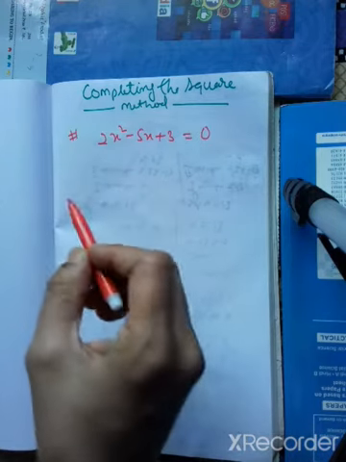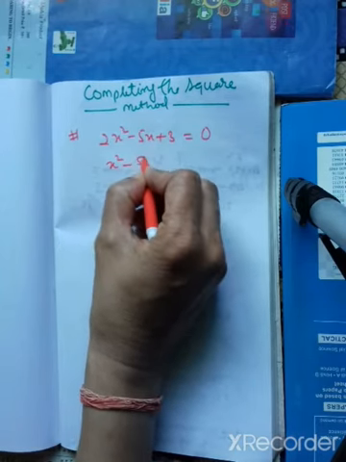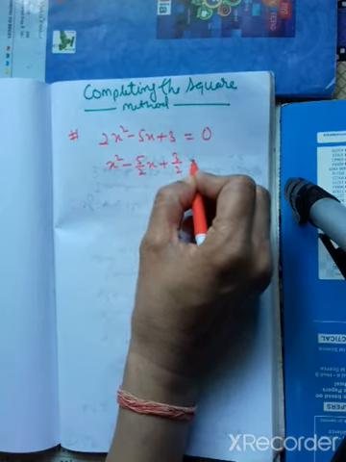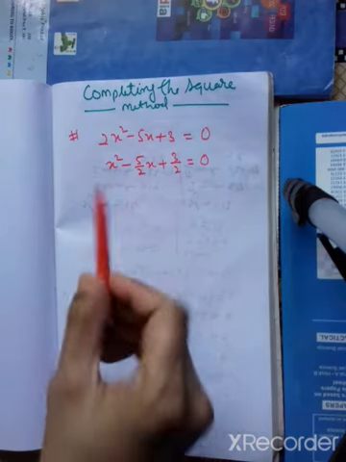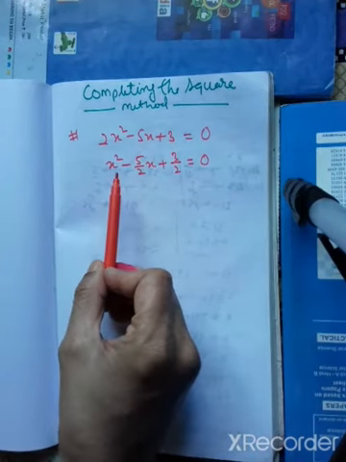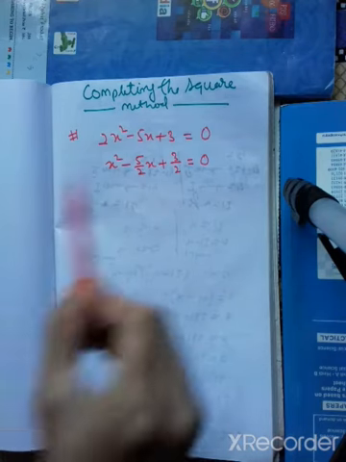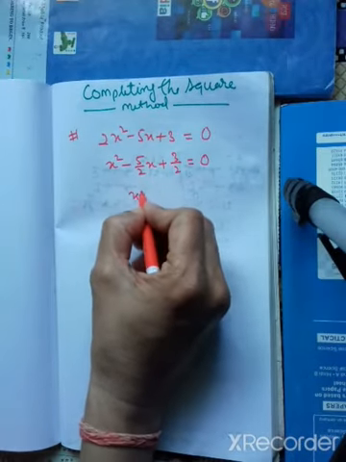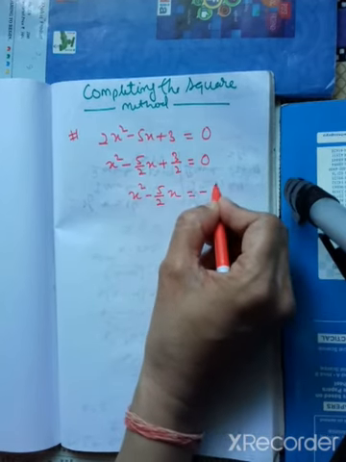So dividing the full equation by 2, we will have x square minus 5 by 2 x plus 3 by 2 equals 0 by 2, which means 0. So here the coefficient of x square is 1 now. In the second step, we are going to transpose the constant term to the right hand side. So that is x square minus 5 by 2 x equals minus 3 by 2.